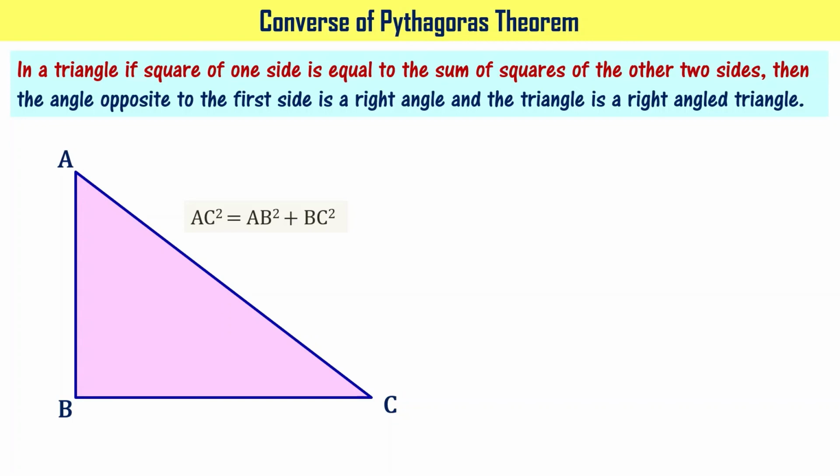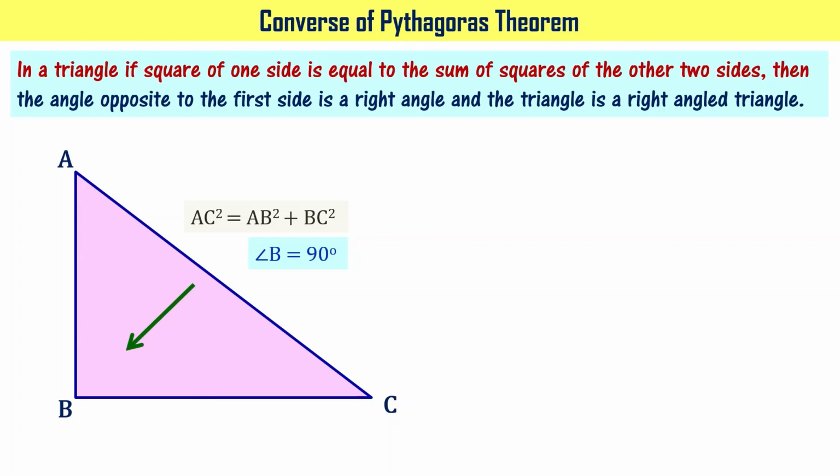As per the theorem, if square of one side is equal to sum of the squares of other two sides, then the angle opposite to the first side is going to be a right angle. It means angle B in this case is going to be 90 degrees. This is what the theorem is stating.